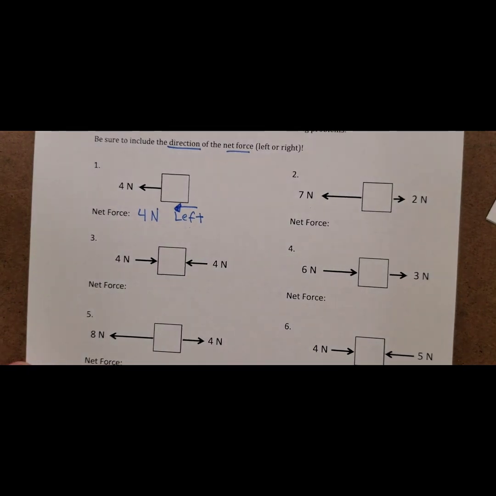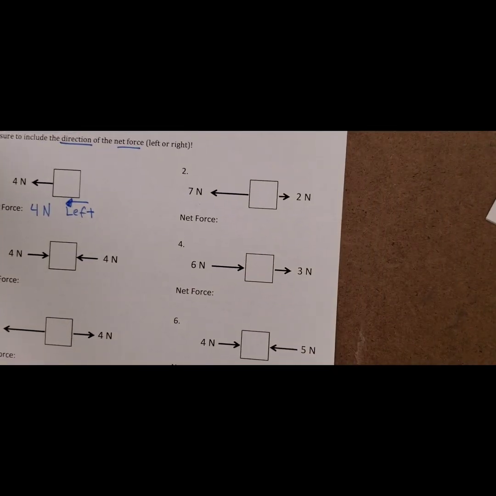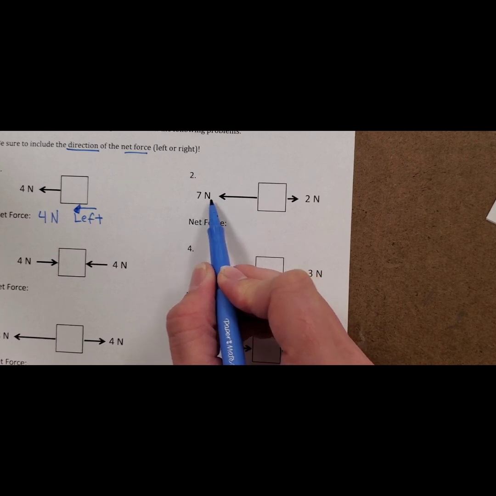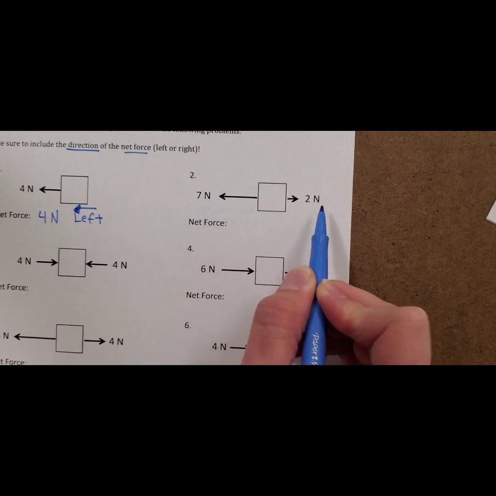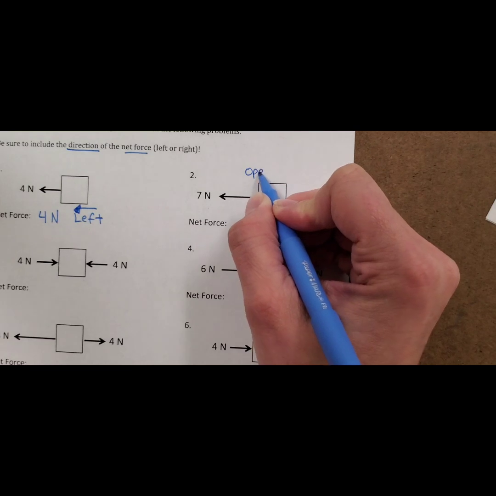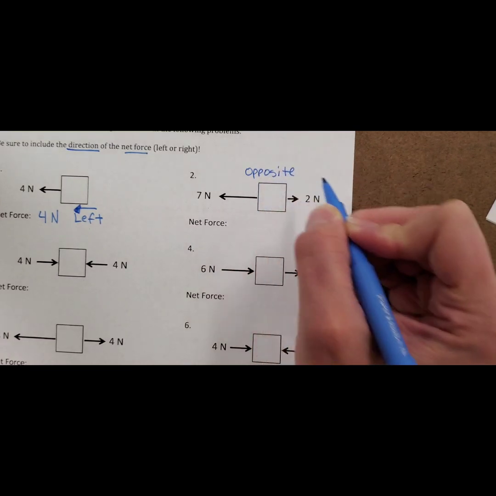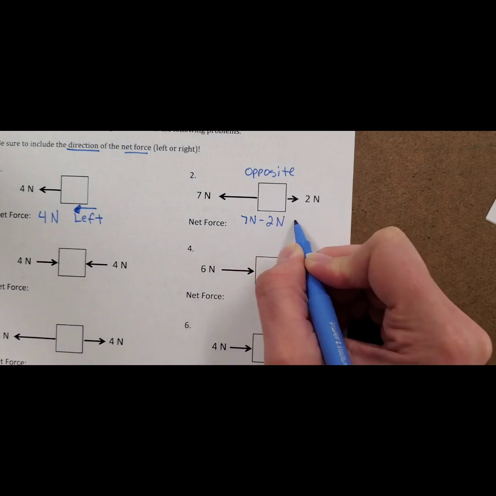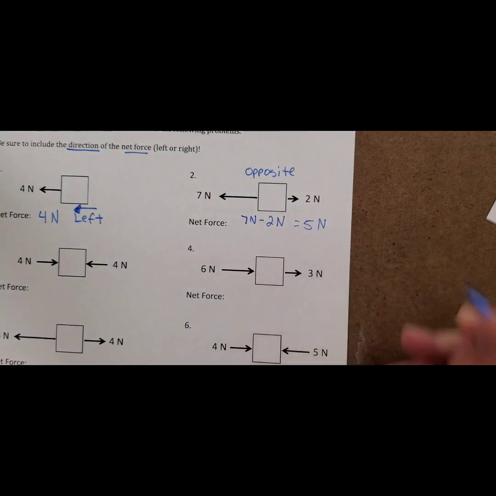Okay, and then let's do this down here. This says I have 7 newtons to the left, 2 newtons to the right. These are going opposite directions. So I subtract 7 newtons minus 2 newtons. That gives me a total of 5 newtons.